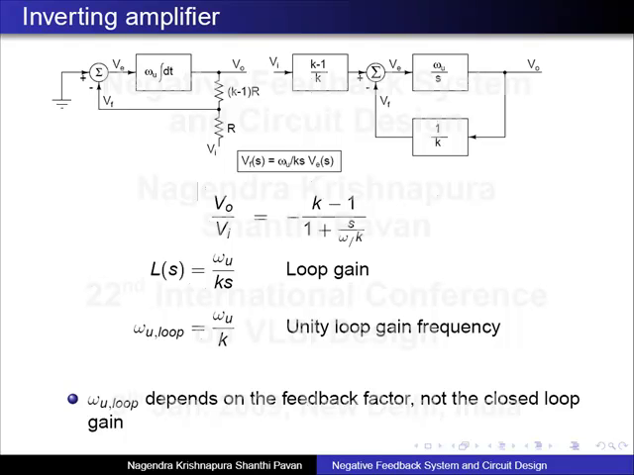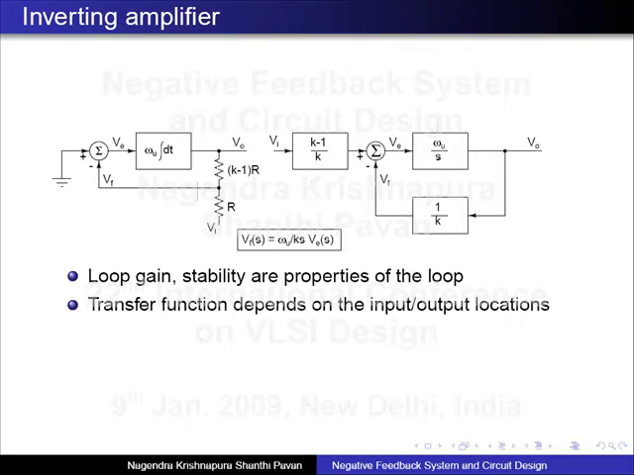What I mean by how the loop is: you apply a zero input and look at the circuits, different circuits. If they have the same structure, that means they will have the same loop gain and same bandwidth. Yeah, it depends only on the feedback factor, not on the closed loop gain. Okay. This is because the loop gain, and later we'll see the stability, are properties of the loop. Okay, it's not related to where you apply the input or where you take the output from.